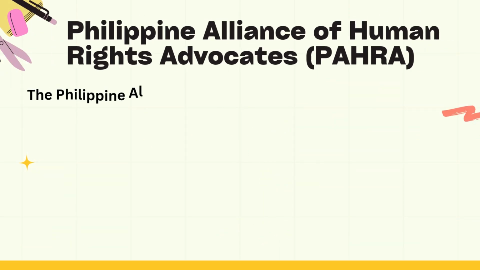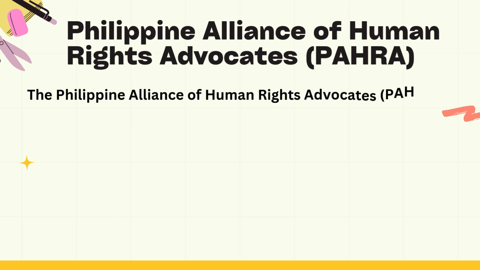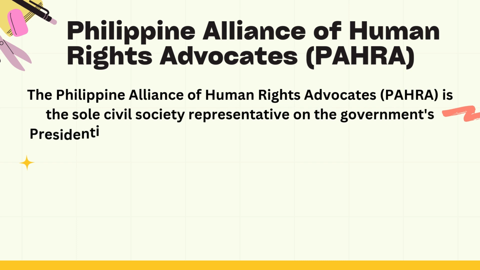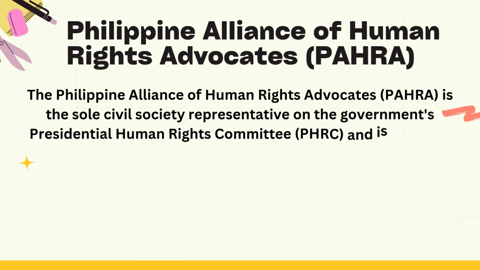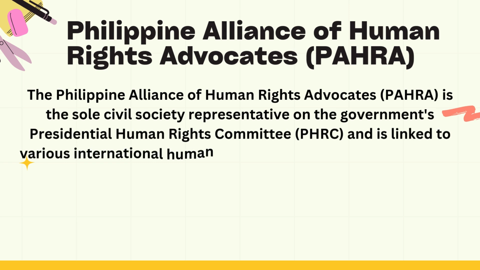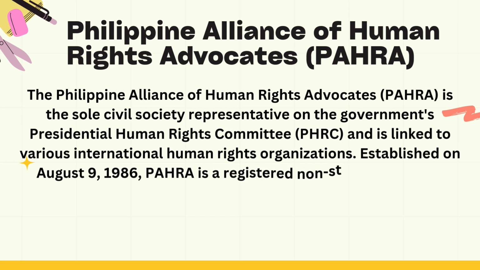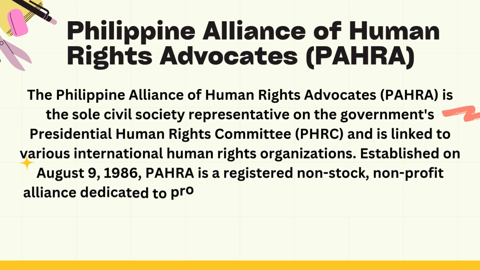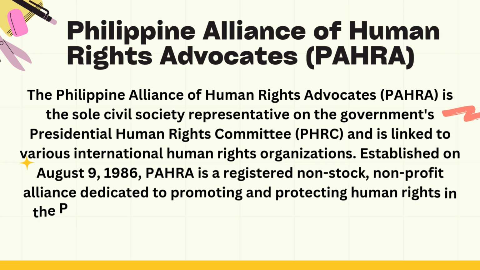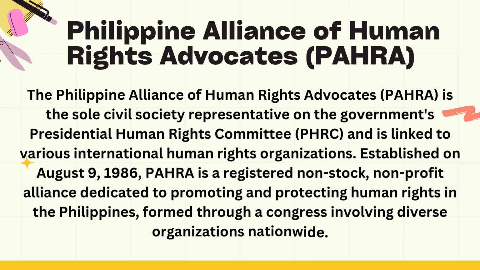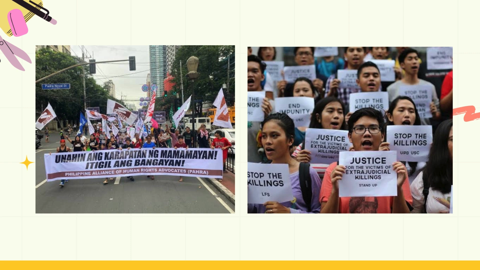Example of human rights: Philippine Alliance of Human Rights Advocates, PAHRA. The Philippine Alliance of Human Rights Advocates, PAHRA, is the sole civil society representative on the government's Presidential Human Rights Committee, PHRC, and is linked to various international human rights organizations. Established on August 9, 1986, PAHRA is a registered non-stock, non-profit alliance dedicated to promoting and protecting human rights in the Philippines, formed through a congress involving diverse organizations nationwide.